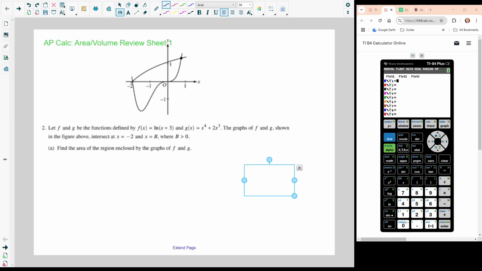Welcome, calculus students. This is the area volume review sheet 1. I'm going to solve each problem for you, and I'm also going to work with the graphing calculator. So first problem here is to find the area.